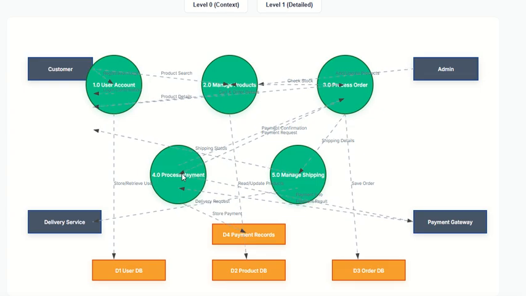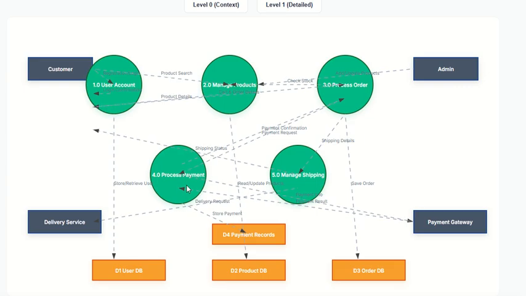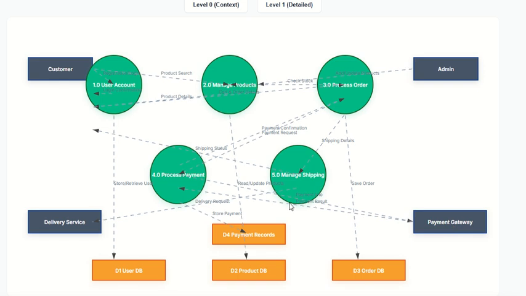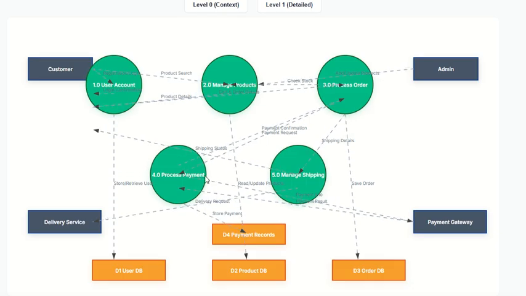Next, for our process payment, this process handles the communication with the external payment gateway. So this is the external entity for processing payment. The data flow will be payment information is sent to the payment gateway. Then the gateway returns the payment result. Then the transaction details are stored in D4, payment record. So we have this database storage. Then a payment confirmation is sent back to the process order, and will be sent out to the customer.